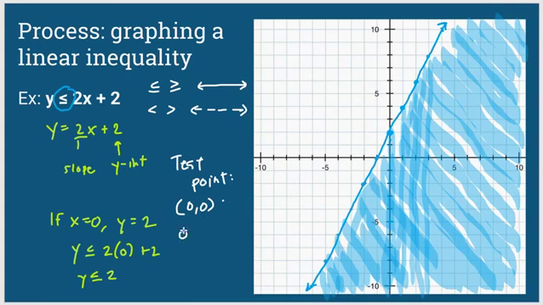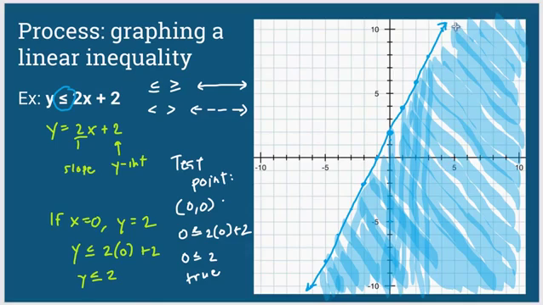So for this one, for example, if I do 0 is less than or equal to 2 times 0 plus 2, is that true? And if I simplify this, 0 is less than or equal to 2 times 0 is 0, plus 2 is 2. Yeah, that is true. 0 is less than or equal to 2. And what that tells me is that 0, 0 is a solution. And so 0, 0 should be in the shaded part of the graph. I should be including that in the set of my solutions.